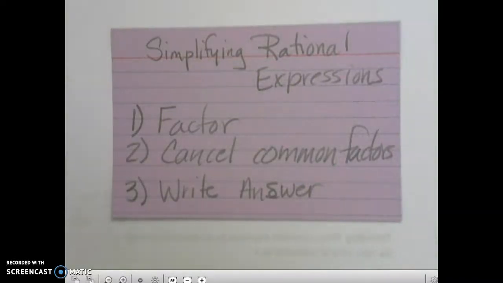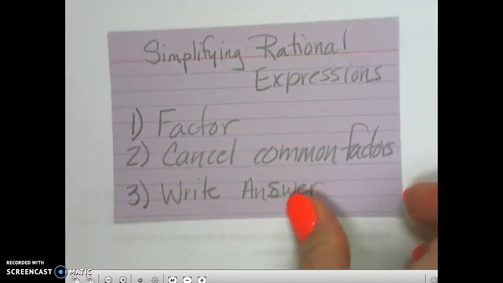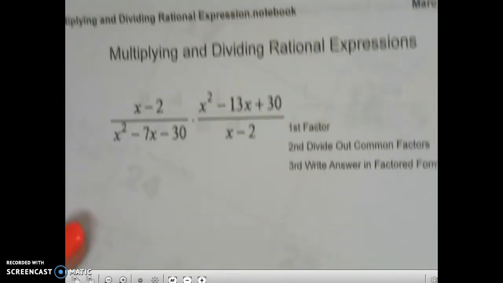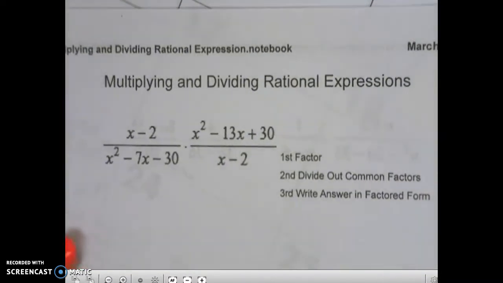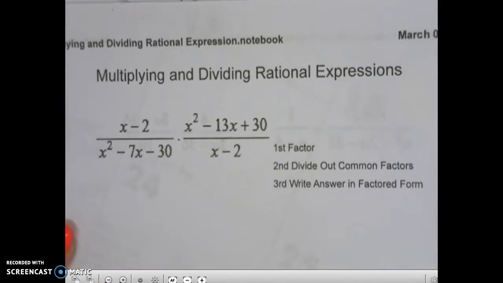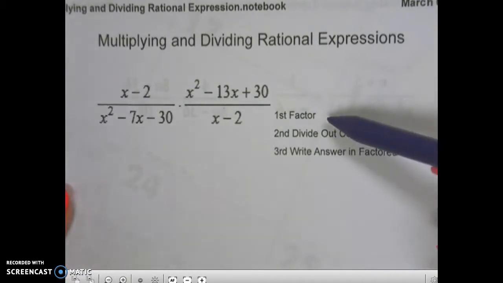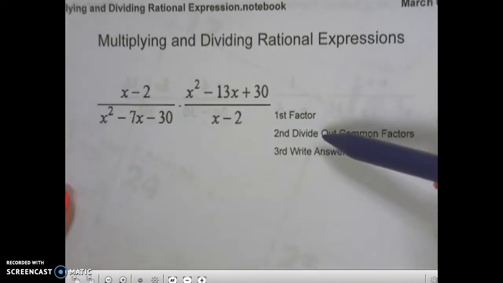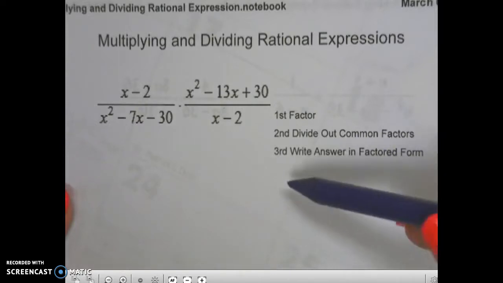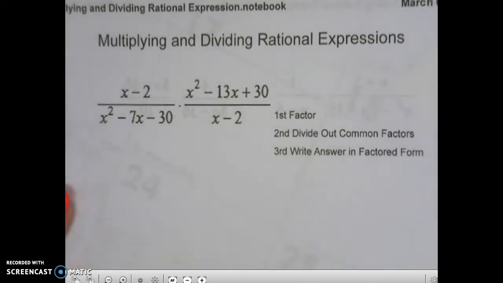Yesterday, we simplified rational expressions, and I gave you 3 steps. Factor, cancel out common factors, and write your answer. Well, we're going to do those same steps today when we multiply rational expressions and divide rational expressions. We're going to begin with our first 3 steps. We have to factor. Then we will divide out or cancel common factors, and then third, write your answer in factored form. So I'm going to begin by factoring.